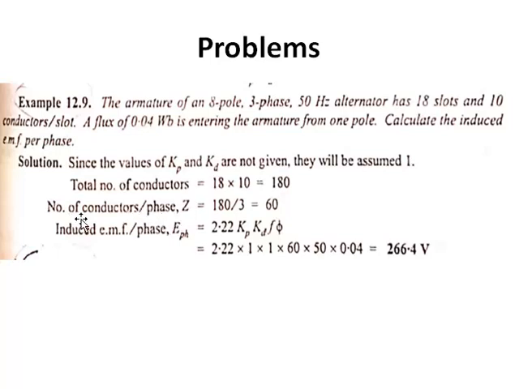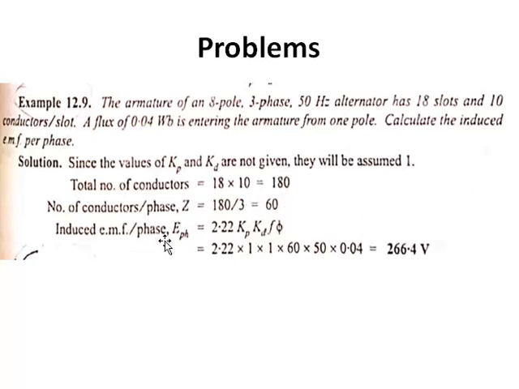Therefore Z, the number of conductors per phase, is equal to 180 divided by 3, and we get 60. You have to make sure that you are calculating the right values, even though the information is given in indirect terms. They don't give Z directly. What is Z? Number of conductors per phase. They have given the total conductors, and there are 3 phases, so total conductors divided by 3 gives Z. We get 60.